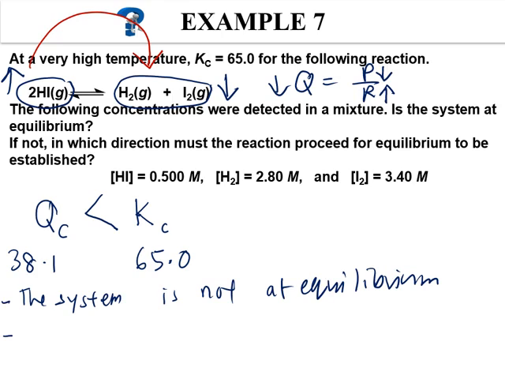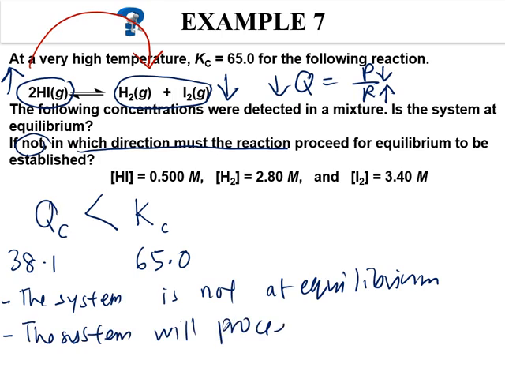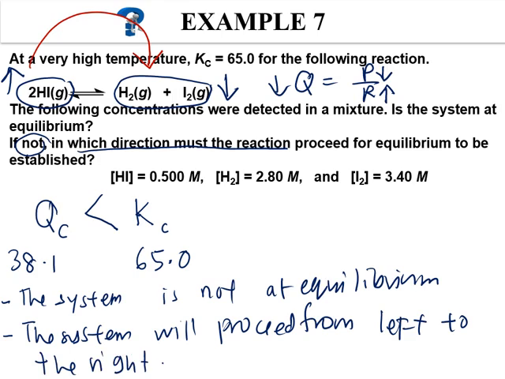Second point awak, dia suruh awak nyatakan, if not, jika tidak, in which direction must the reaction proceed? So, the system will proceed from return ada banyak kan? So, from return awak, return belah mana? From left to the product. Sebab apa? Sebab produk awak sikit. So, to the right. Okey, tu je cara jawab.